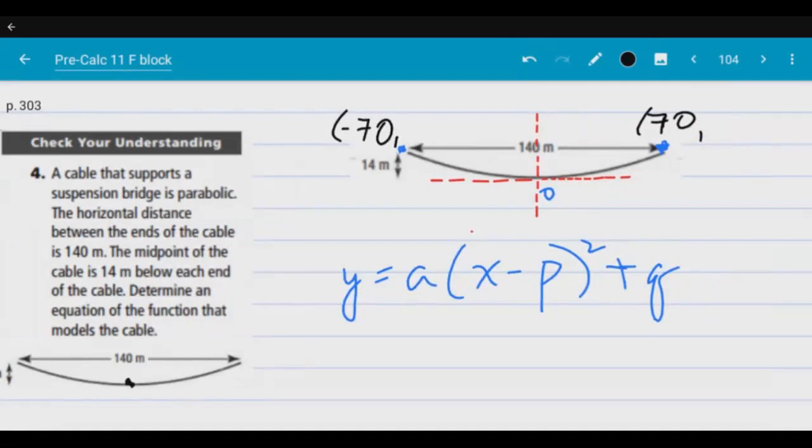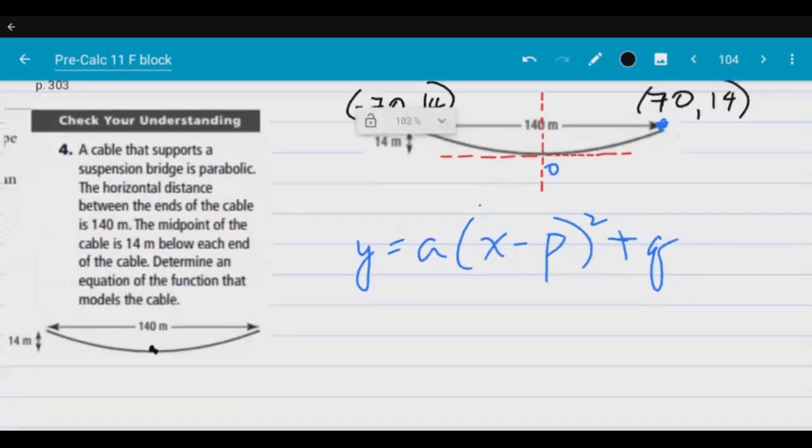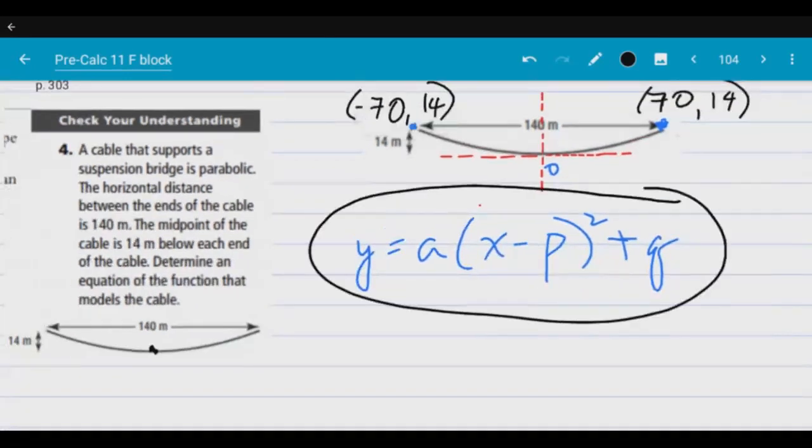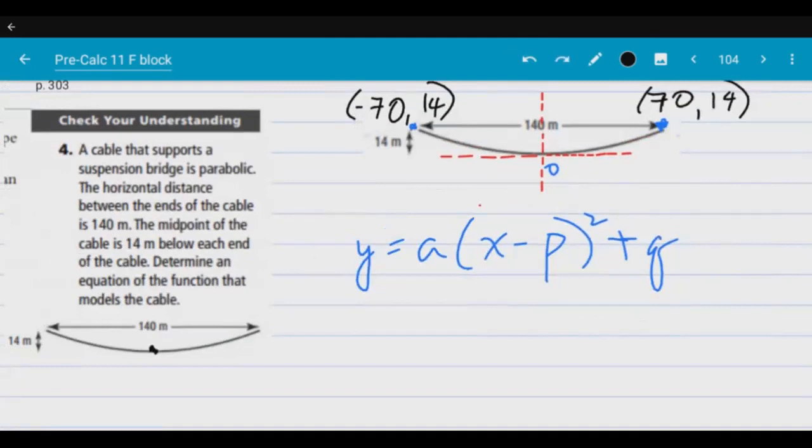Now this one, in terms of a y value, since it's 14 meters above, that would be 14 for your y. Same thing here. All right. And I think you get the idea. The reason why I wrote this is that I'm going to use that to figure out an equation for the function that would model the cable.